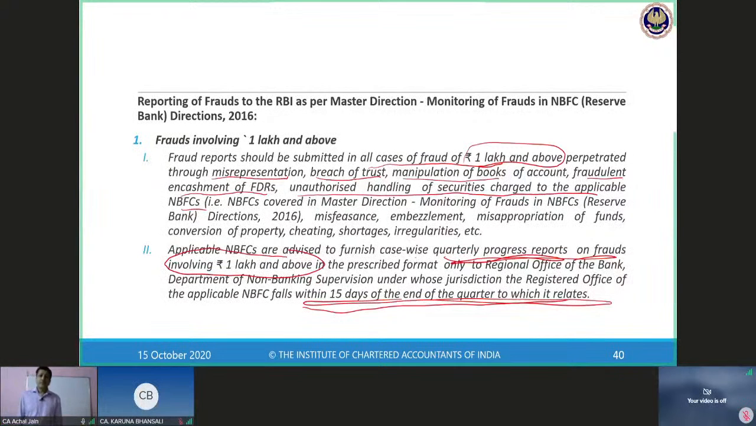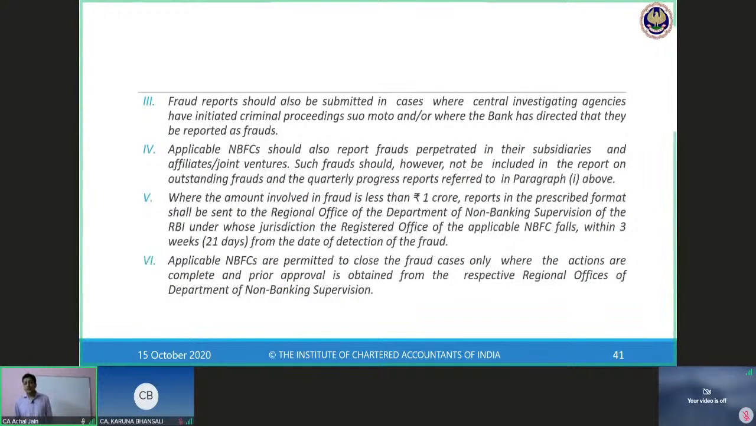Next, fraud reports should also be submitted in cases where central investigating agencies have initiated criminal proceedings. So even in those cases, fraud reports will be submitted. Criminal proceedings have been initiated either suo moto or where the bank has directed, or maybe the bank has directed. And which bank is this? This bank is all about Reserve Bank of India.